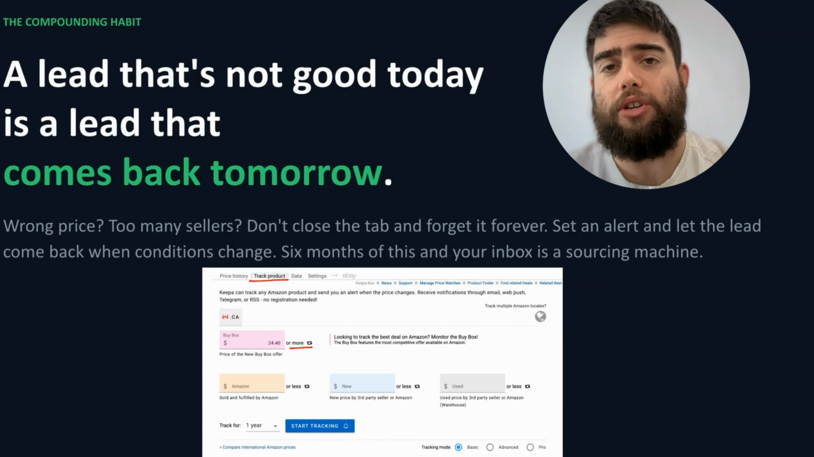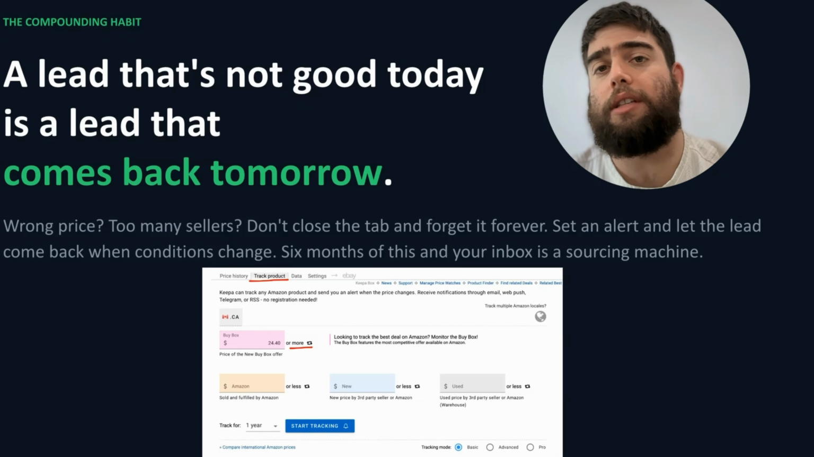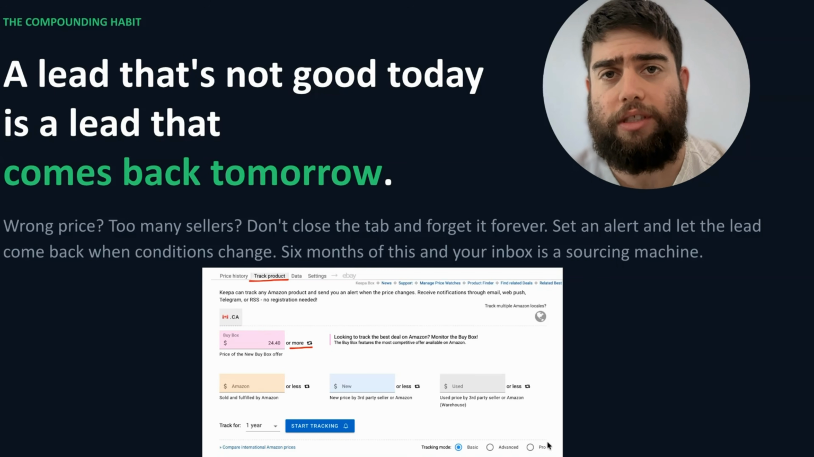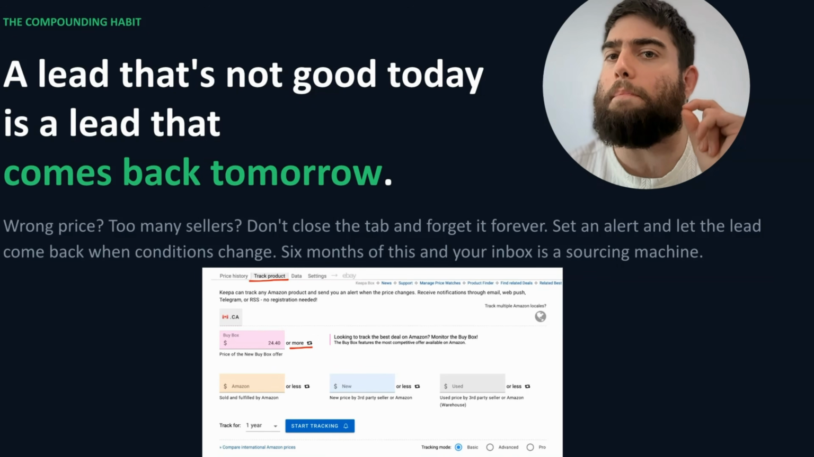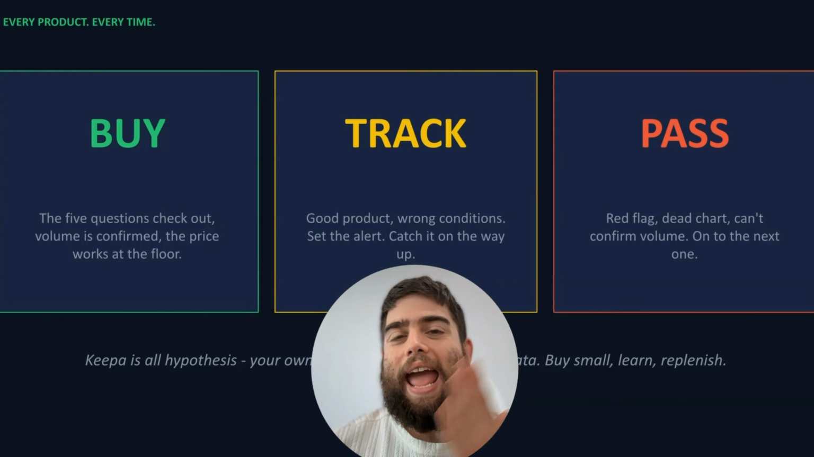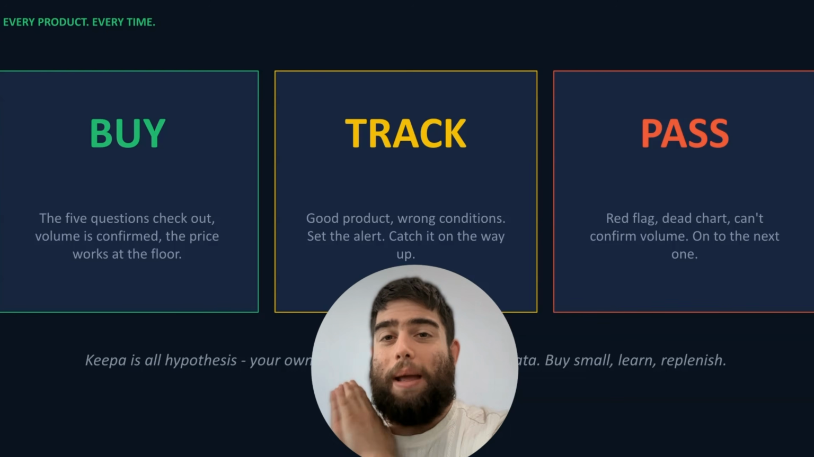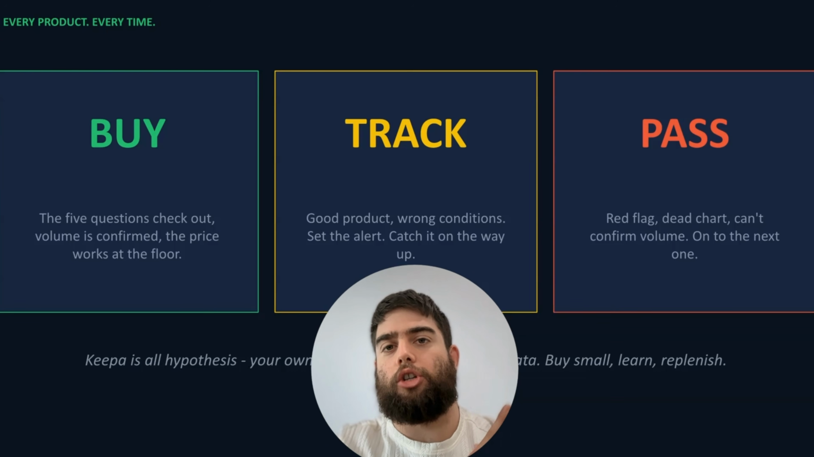The track product feature is one of my favorite things that I tell all my students to do as soon as they start sourcing, because the reality is there are way more no's than there are yes's. In those no's, there are many, many trackable products. So at every lead, you know, should I buy it? Should I track it, or should I pass?